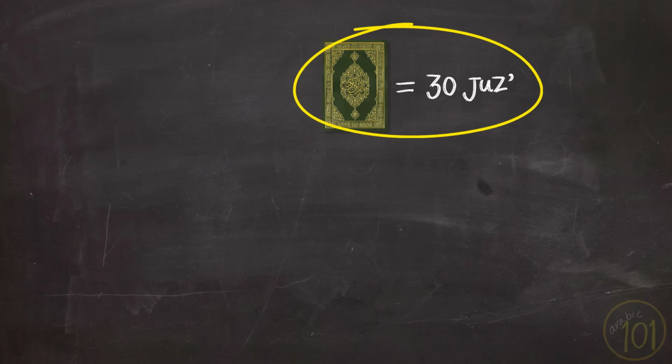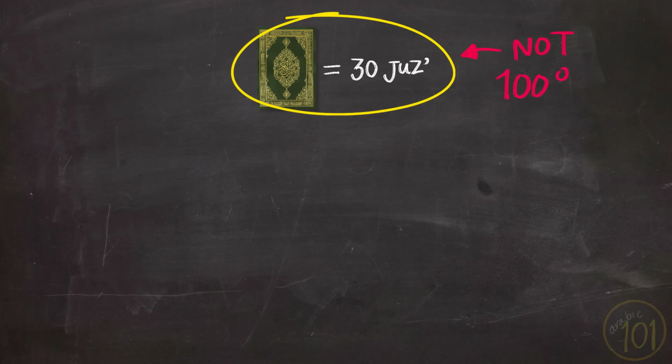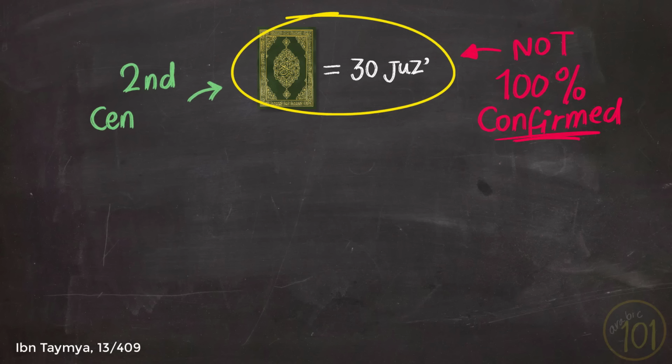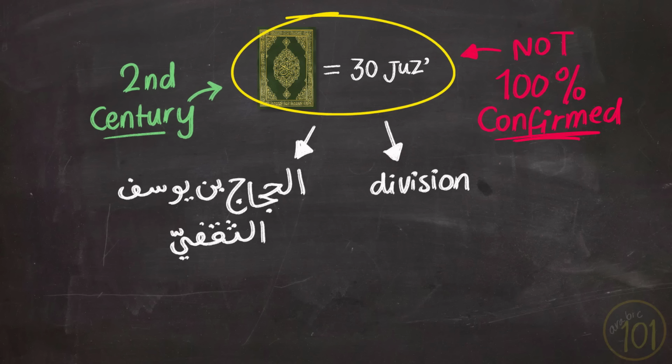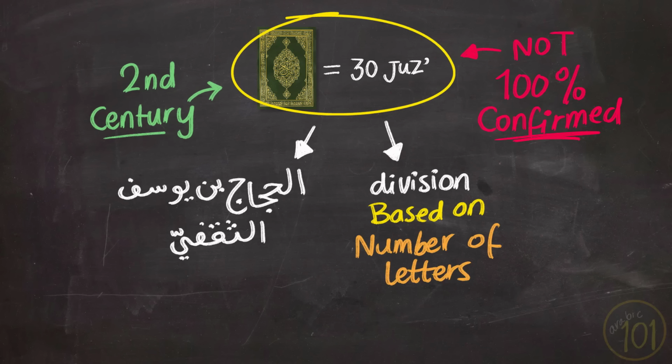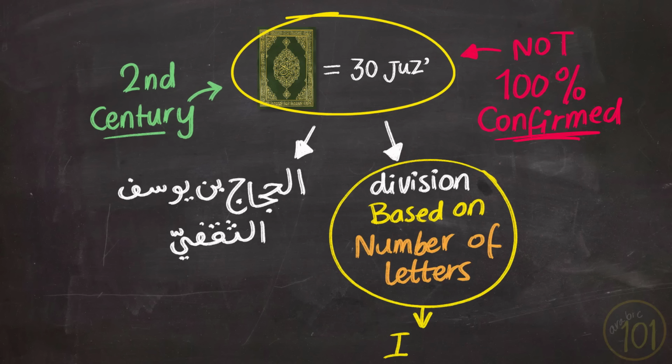Well, first of all, it is not 100% confirmed where that other division has originated. But many scholars and historians stated that the most probable source of it was the ruler of Al-Iraq during the 2nd century of Hijrah, Al-Hajjaj ibn Yusuf al-Thaqafi, who divided the Quran based on the number of letters and divided it into 30 juz. And since he was the ruler of Al-Iraq, this type of division was very common there. And after this, it was taken over by others and adjusted to the variations we see today.